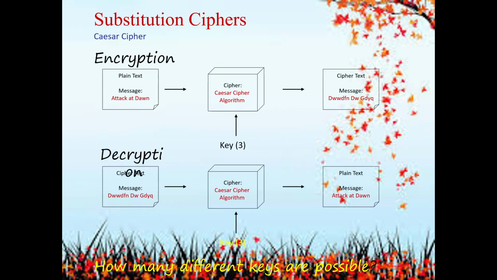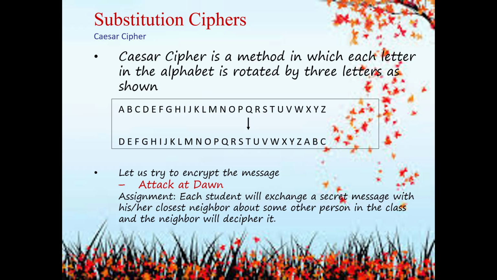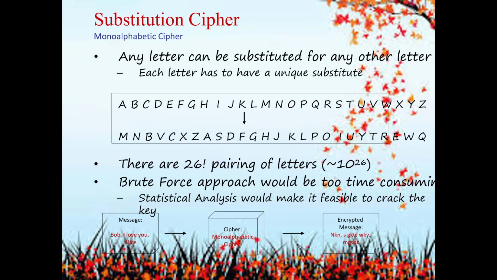Next is the cipher. The Caesar cipher is used for encryption and for decryption. Here they use the Caesar cipher algorithm to convert a plain text to cipher text, and for decryption, cipher text back into plain text. For the substitution cipher, they use the alphabet by rotating 3 letters as shown here. To encrypt the message "attack at dawn", the assignment is to rotate the letters 3 times so that the eavesdropper cannot identify it.